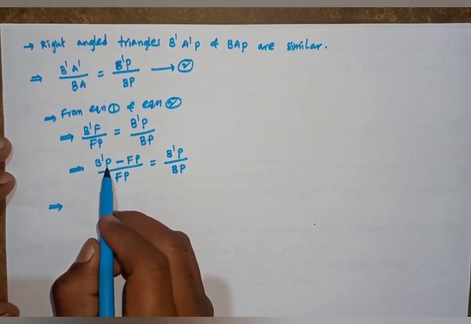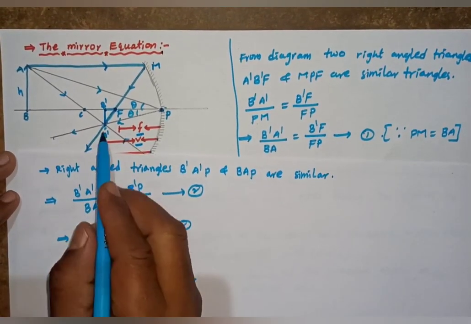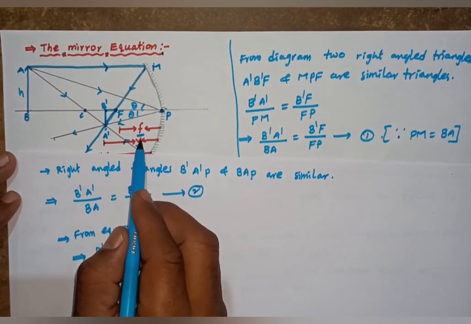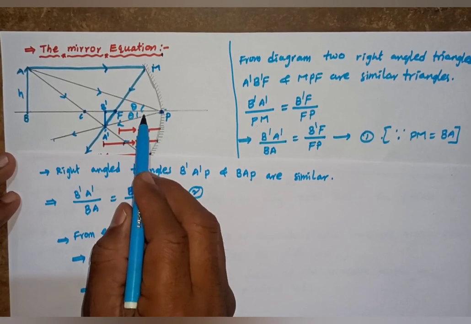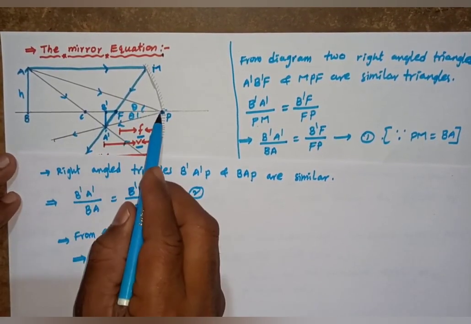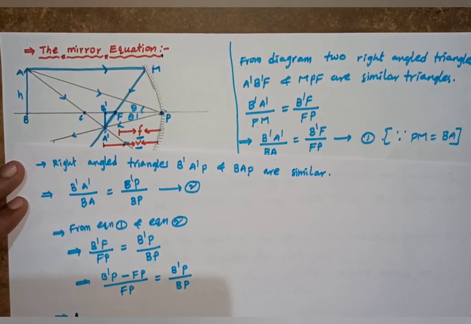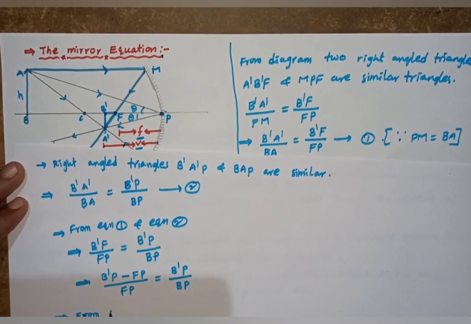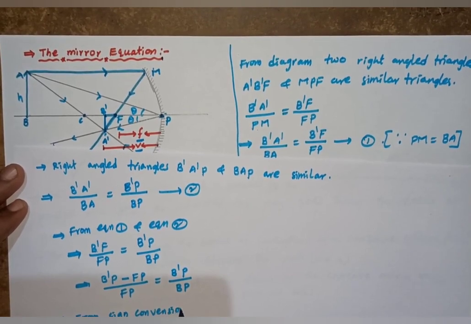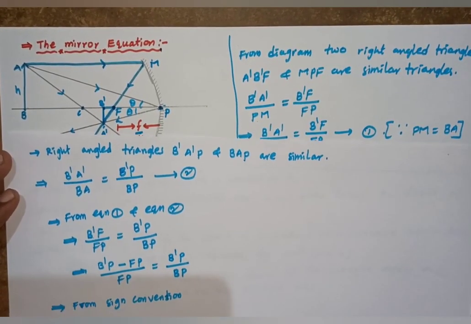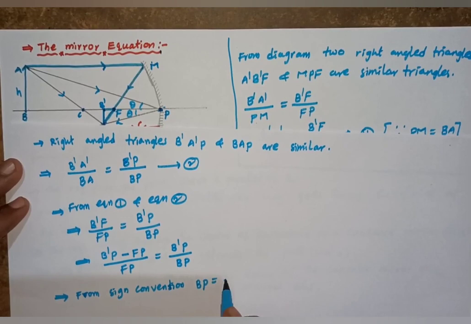Now B dash P is the image distance, FP is the focal length, and BP is the object distance. So from sign convention, BP equals minus U.